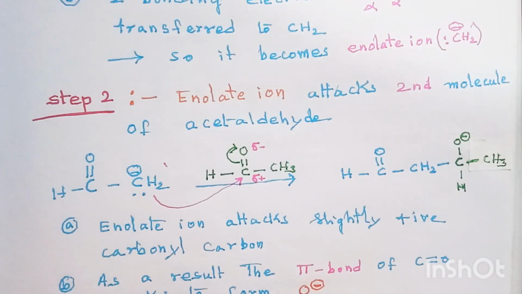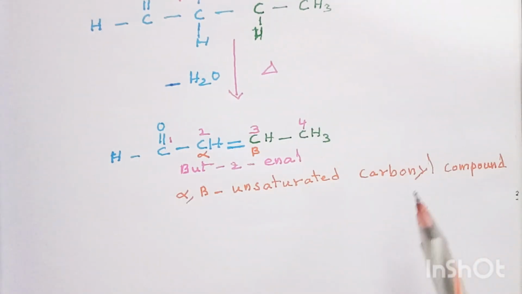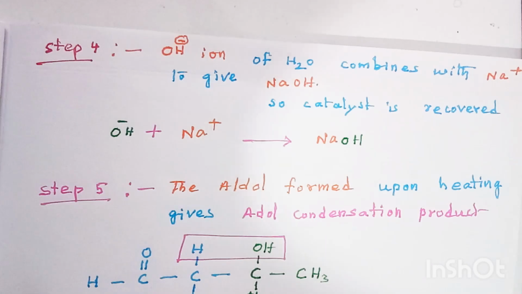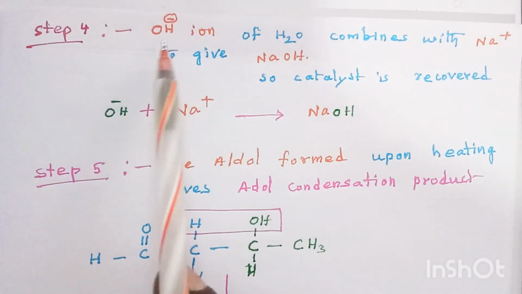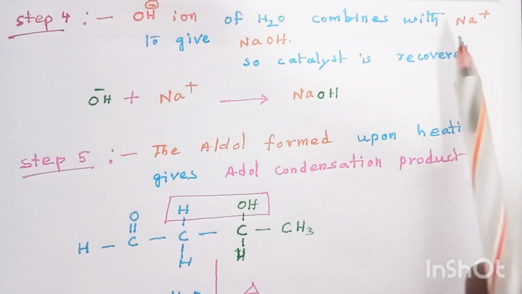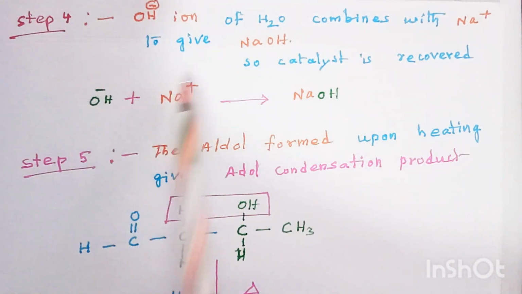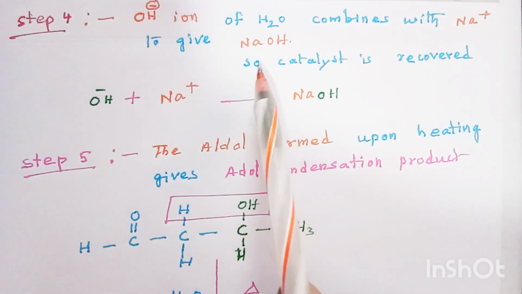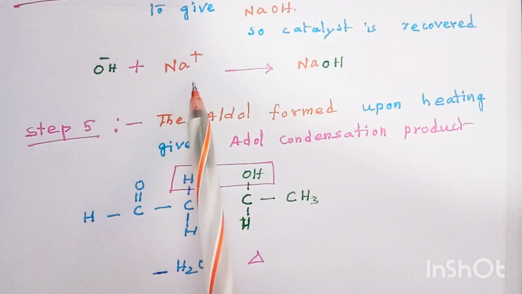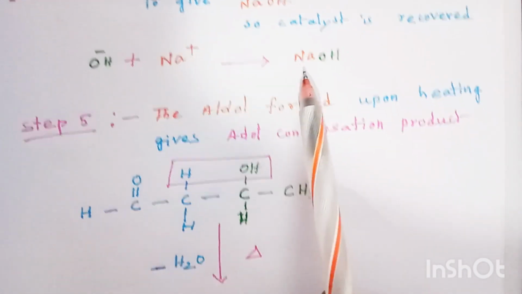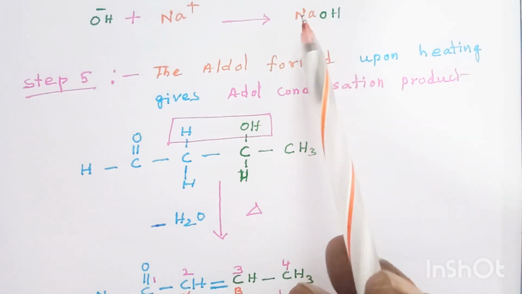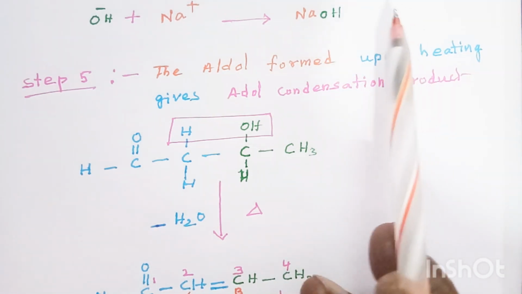Now what happens to this OH minus ion which was left behind? In step 4, the OH minus ion of water combines with Na plus to give NaOH. So the catalyst is recovered. OH minus combines with Na plus to become NaOH, that is dilute sodium hydroxide.